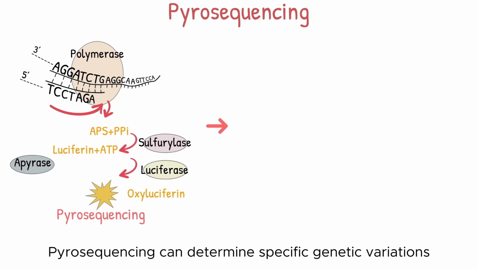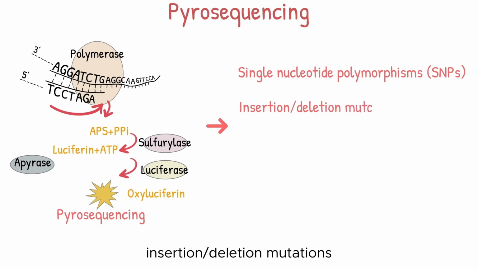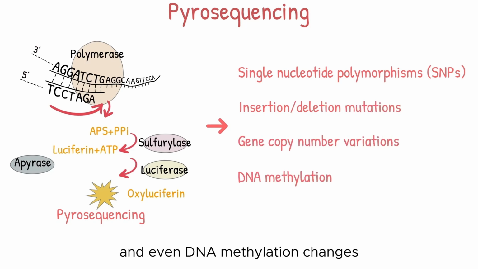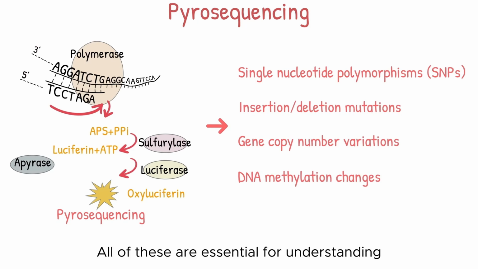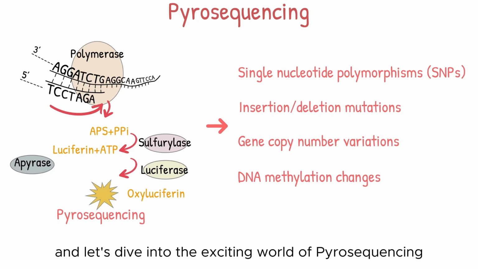Pyrosequencing can determine specific genetic variations such as single nucleotide polymorphisms or SNPs, insertion or deletion mutations, gene copy number variations, and even DNA methylation changes. All of these are essential for understanding genetic disorders, infectious diseases, and cancer, among other applications. Stay tuned and let's dive into the exciting world of pyrosequencing.